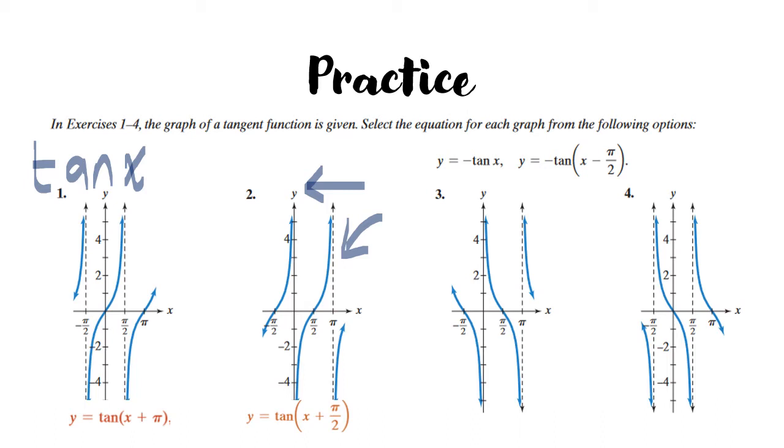Now let's do number 4 before number 3. I notice this one here is tangent x flipped about the x-axis, so that's going to be negative tangent x.